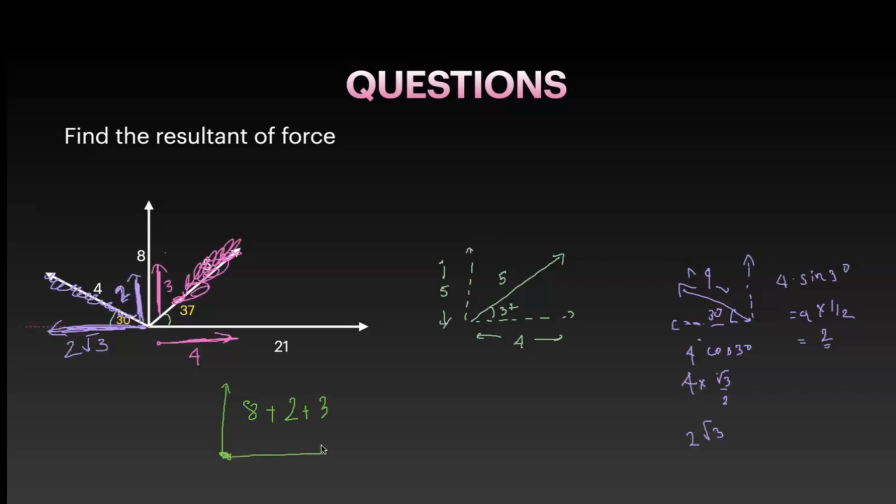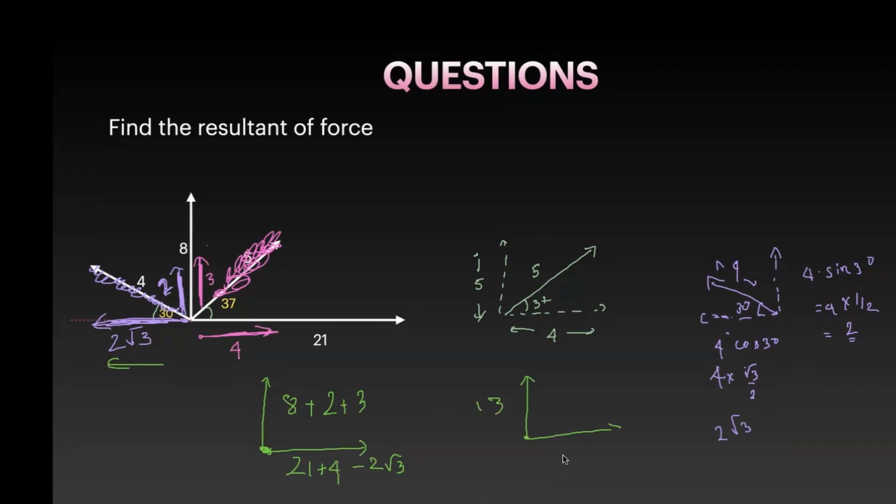Here you have 21 plus 4. And here you have 2 root 3, which is in opposite direction. So we will write minus 2 root 3. So this is what? This is 13 units, and this is 25 minus 2 root 3 units. Is this clear? Tell me.